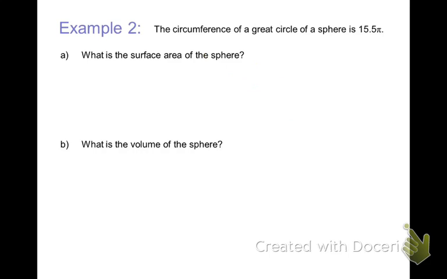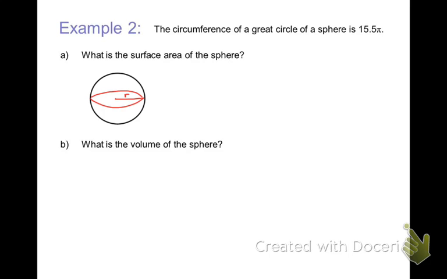I can bump it up a notch by, rather than just giving you the radius of the sphere directly, I can give you information so you can find the radius of the sphere and then plug it in. So I'm telling you the circumference of the great circle of a sphere is 15.5 pi. So what that means is that if I'm looking at a sphere, and let's see if I can draw this real quick, if I'm looking at a sphere and I draw the great circle, it's going to look like this, right? Right around the center.